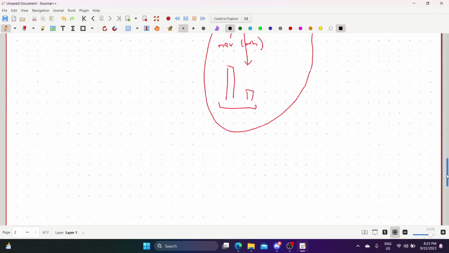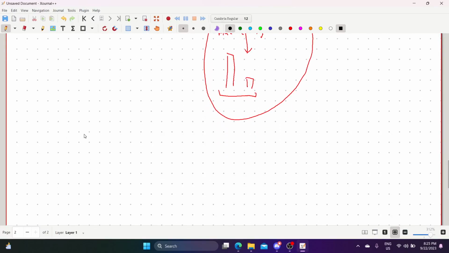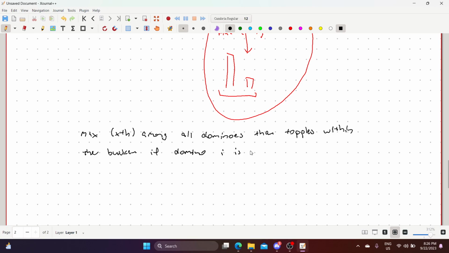So now we need to think how we can calculate the max x plus h among all dominoes that topple within the bucket if domino I is toppled. And then we also need to consider a prefix from, let's say, start to I, where start is the start of the bucket.